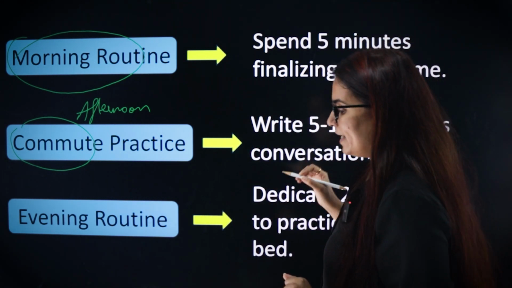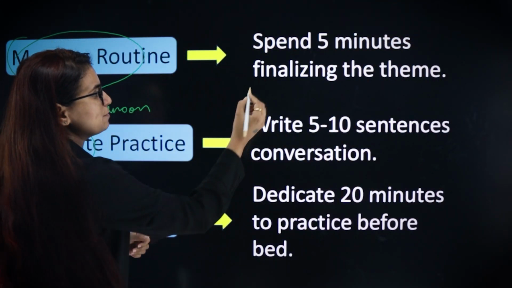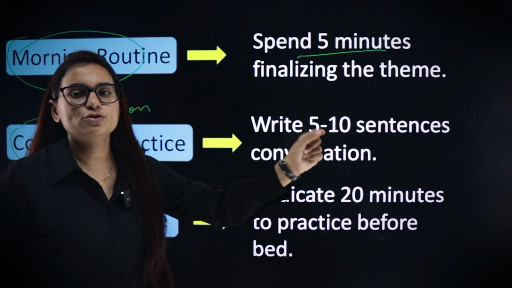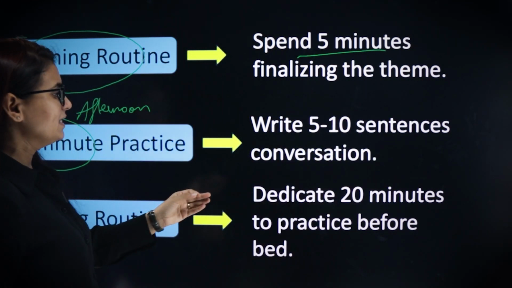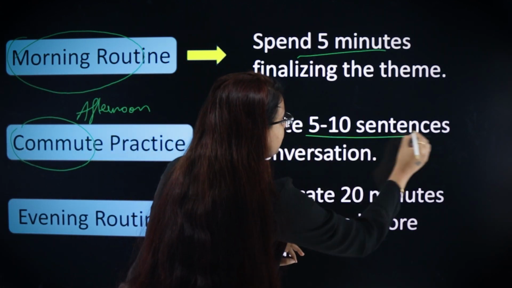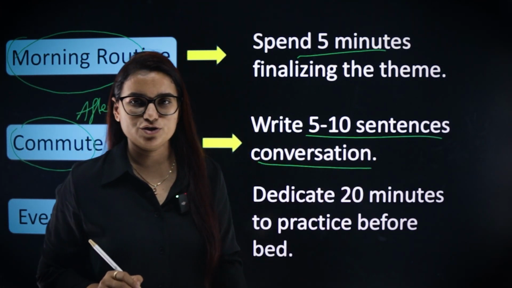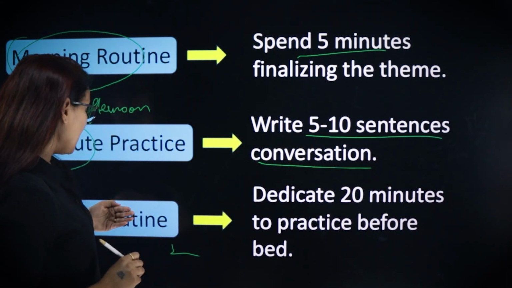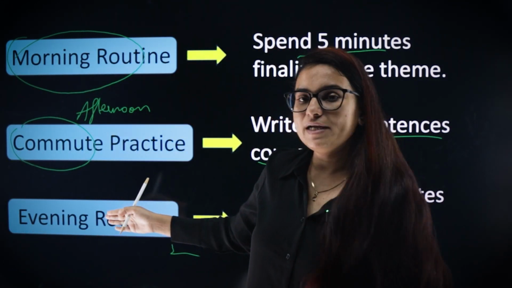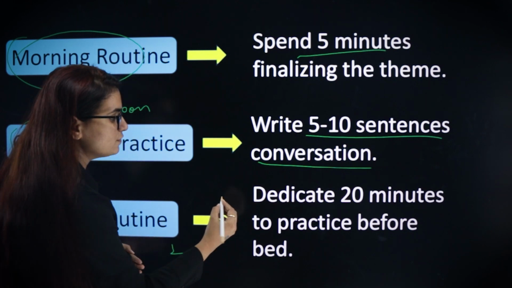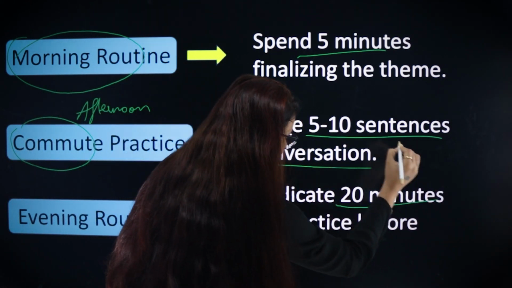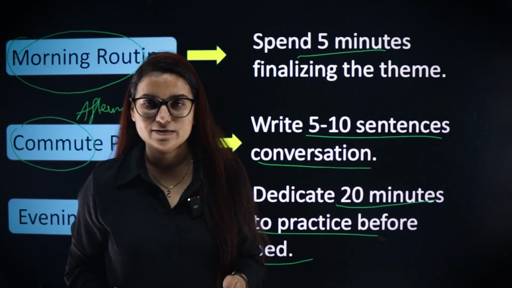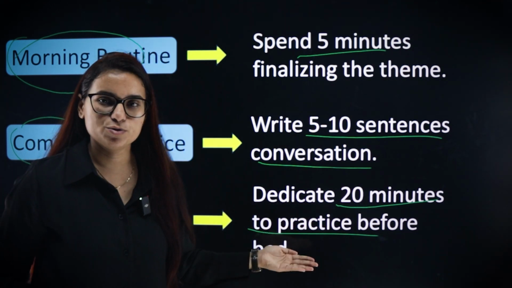Okay, morning. In the morning, what you have to do is spend 5 minutes finalizing the theme. Which theme am I going to practice today? During the afternoon, you have to write 5 to 10 sentences of conversation. I showed you a couple of examples. You can create similar ones. And in the evening, you have to dedicate at least 10 to 20 minutes to practice before bed in a silent place where nobody can disturb you.